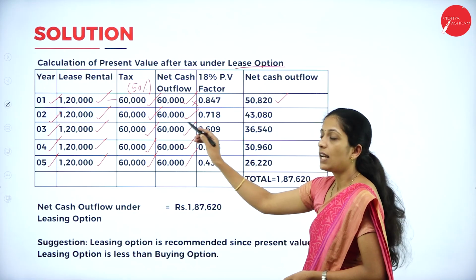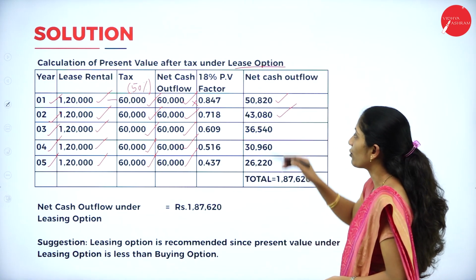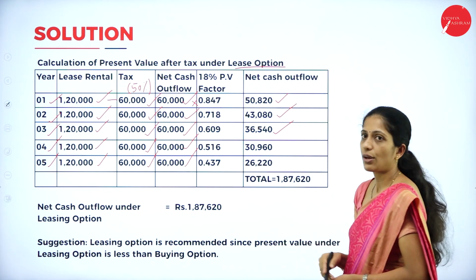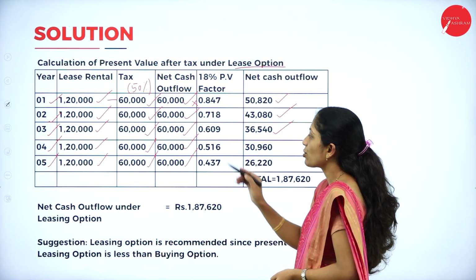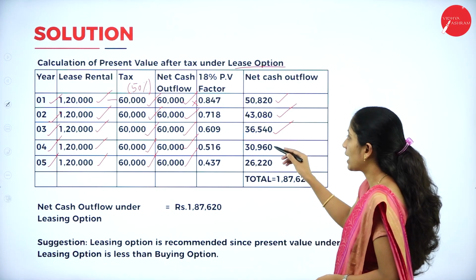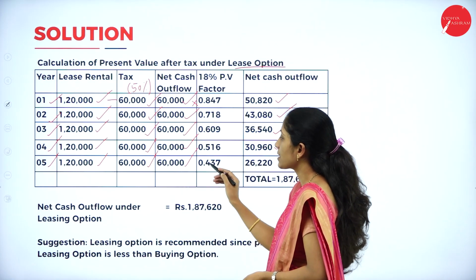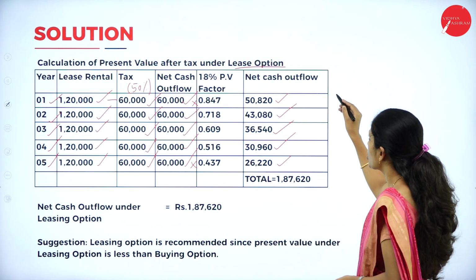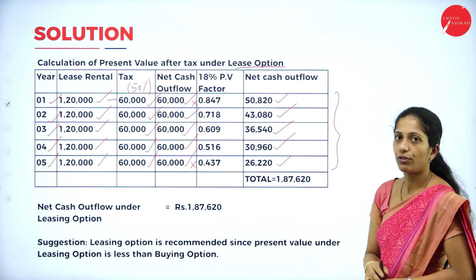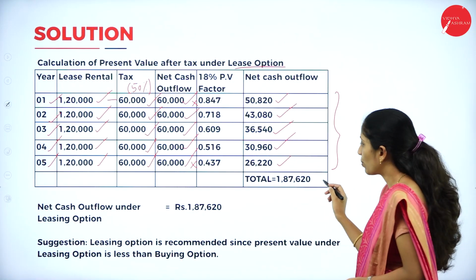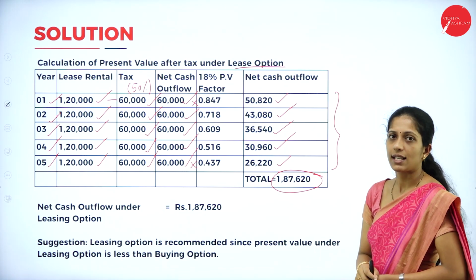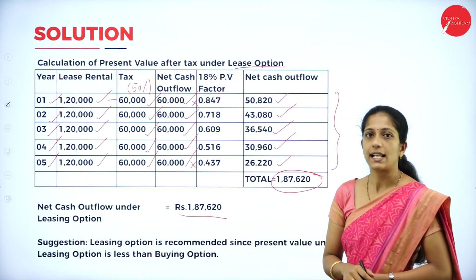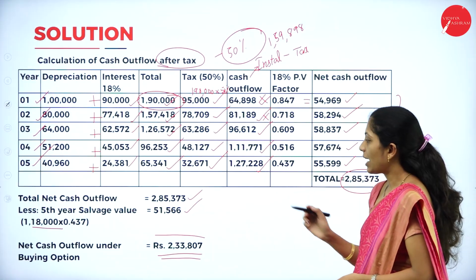In the same way for second year, 60,000 into 0.718 will get 43,080. Third year, 60,000 into 0.609 will get 36,540. And the next year, 60,000 into 0.516 will get 30,960. And the last year 60,000 into 0.437 will get 26,220. So in order to get the total of net cash outflow, we have to add all these items. So we'll get 1,87,620. Now what is this? Net cash flow under leasing option is 1,87,620. Now what is the amount under buying option?